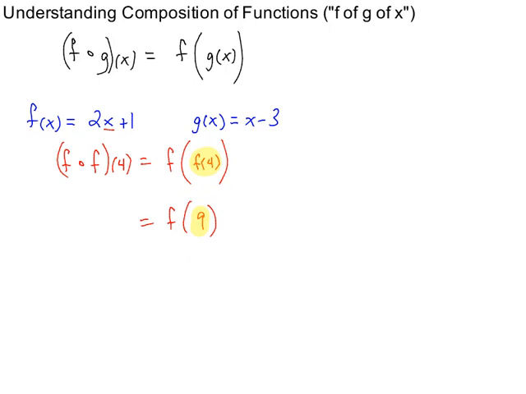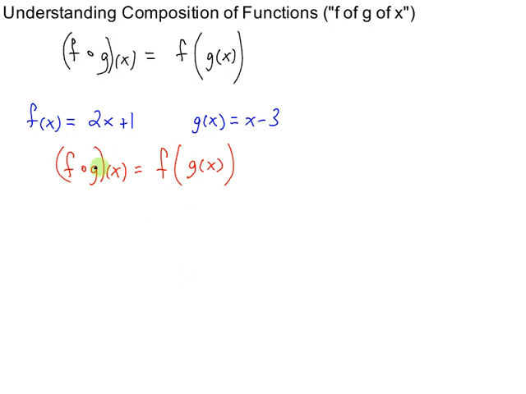Now I have to find f of 9, which means my input to f is 9. So I go back to f, the input's right here, plug in 9, 2 times 9 is 18, plus 1 is 19. So f of f of 4 is 19. Okay, finally, let's look at f of g of x, where the input could be x, not just any particular number, but a variable x.